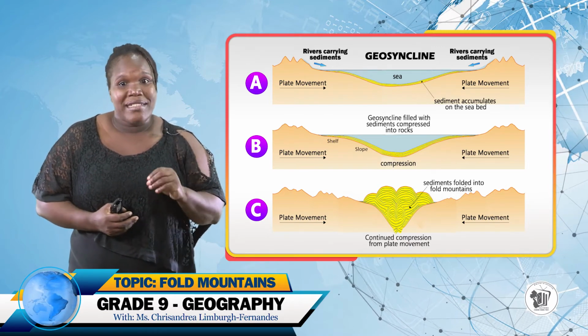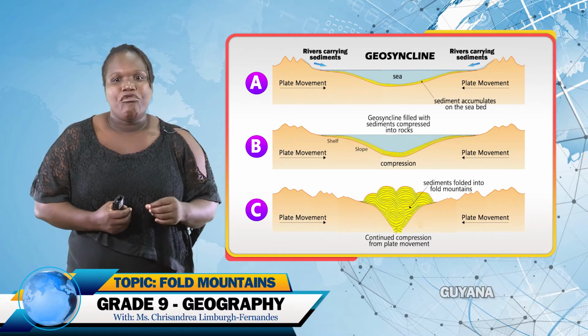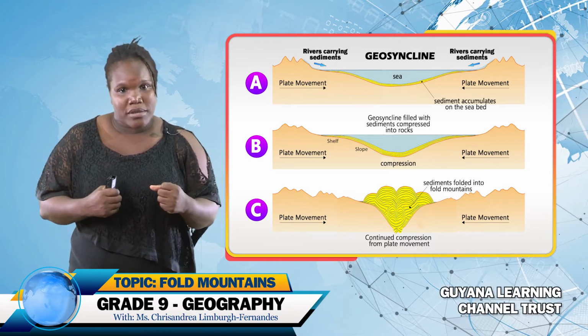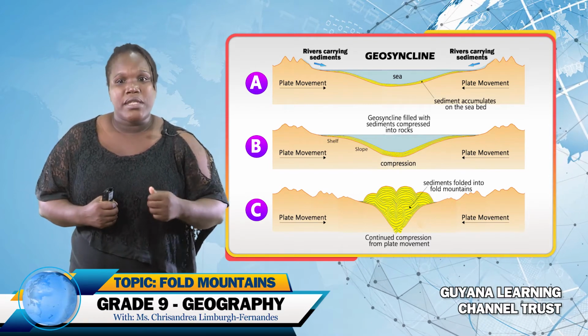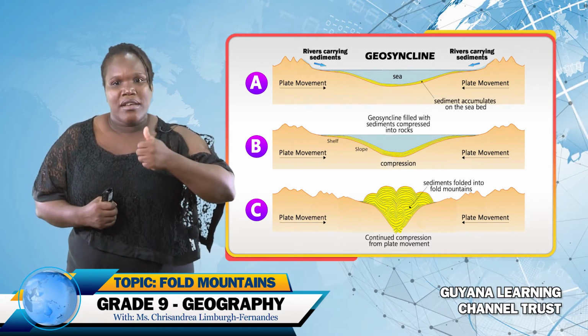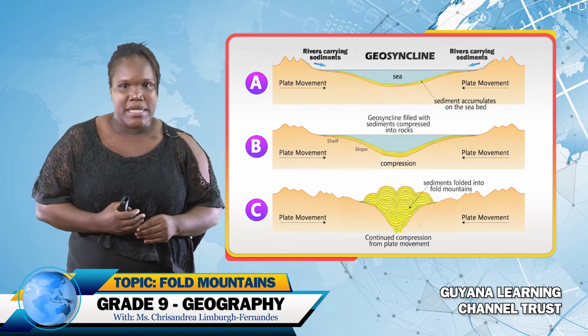Now, when the two plates start to move towards each other, the plates are compressed and the rocks start to fold, as we can see in part C. As they fold, they are forced up out of the water, forming what we know today as fold mountains.